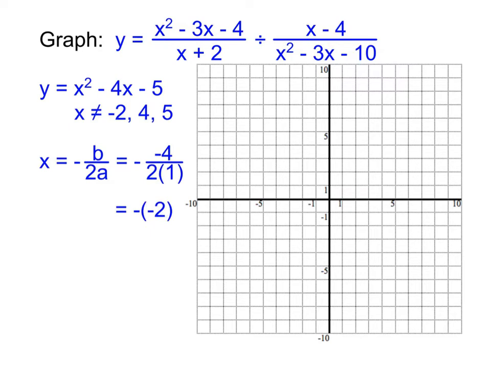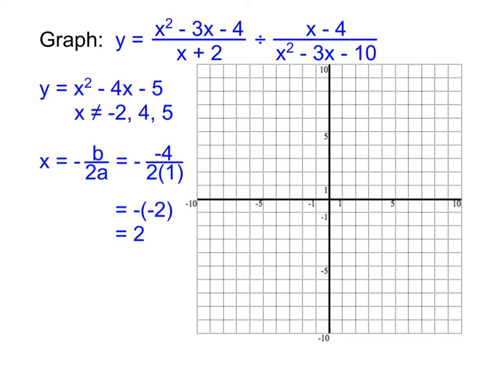Well, that would give me, and yes, I tend to try to keep track of that negative, just let it hang out there until the very end, to get 2. Now remember what that gave me. That gave me x. So that's the x-coordinate of my vertex.